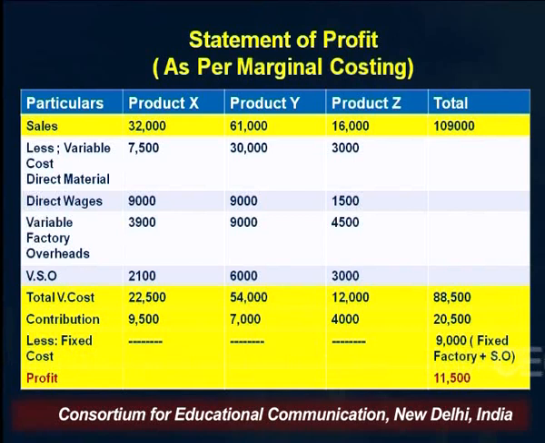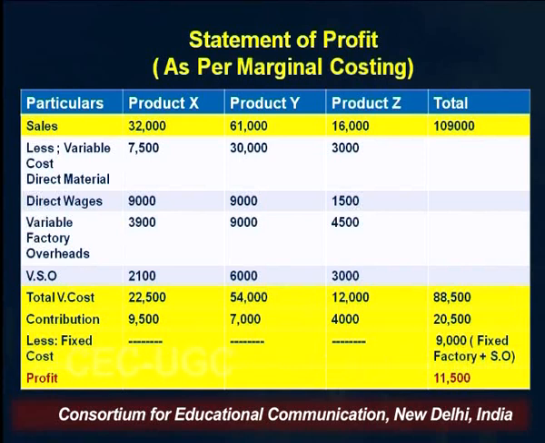Similarly for product Y we have taken 30,000 of material cost, 9,000 wages, variable factory overheads 9,000, variable selling overheads 6,000, making a total of 54,000, and you can call it total variable cost. Now your contribution comes to be 7,000 here. The same for Z, if you follow, you will find a contribution of rupees 4,000. If you make a total of it, the total contribution comes to 20,500 because total variable cost is 88,500, total sales is 1,09,000. Now here you are getting the total contribution, and from this you will have to subtract the total fixed cost. Remember, when I say total fixed cost, I have to take fixed factory overheads and fixed selling overheads. Both will be clubbed and you will get an amount of rupees 9,000, and you are having a profit of rupees 11,500. So this is the way we prepare statement of profitability as per marginal costing.